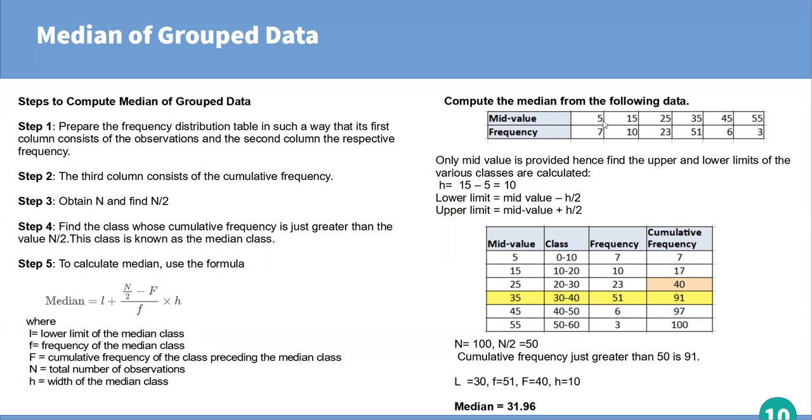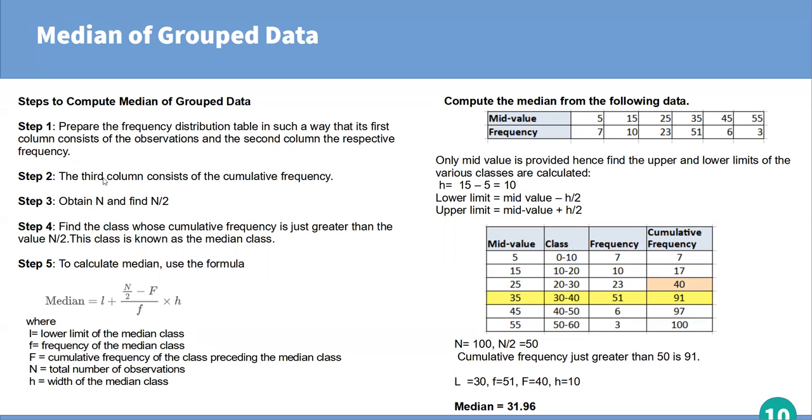To do that, let us take the difference between these two middle values. That is h. h is equal to 15 minus 5, which is 10. To get the lower limit, we subtract h by 2 from the middle value, and the upper limit is got by adding h by 2 to the middle value. So we arrive at the class, and we write the respective frequency here.